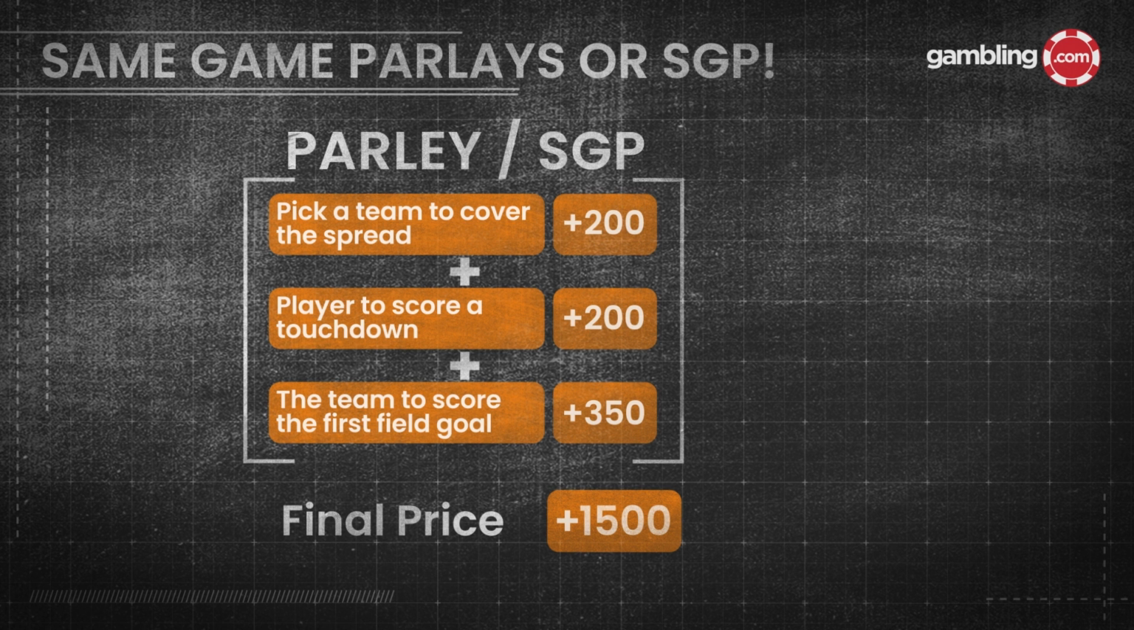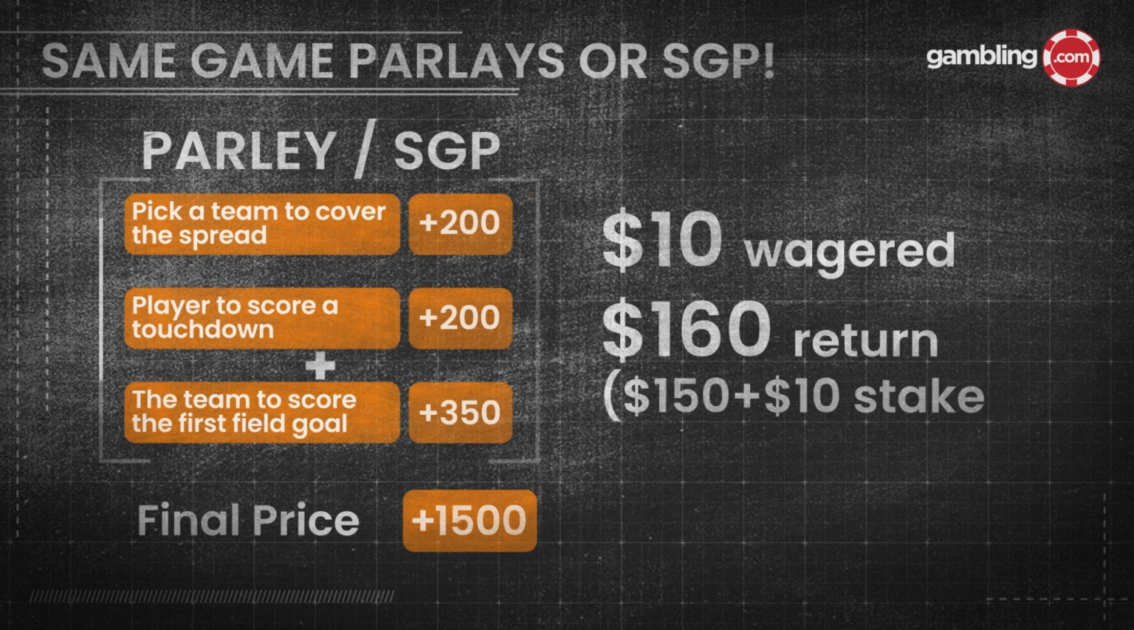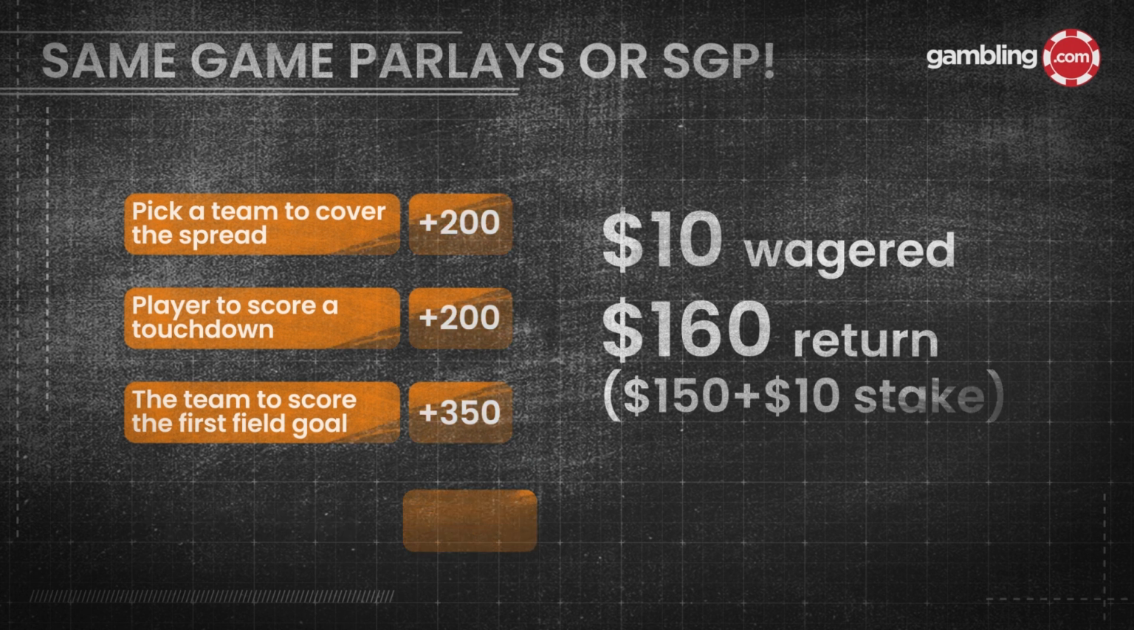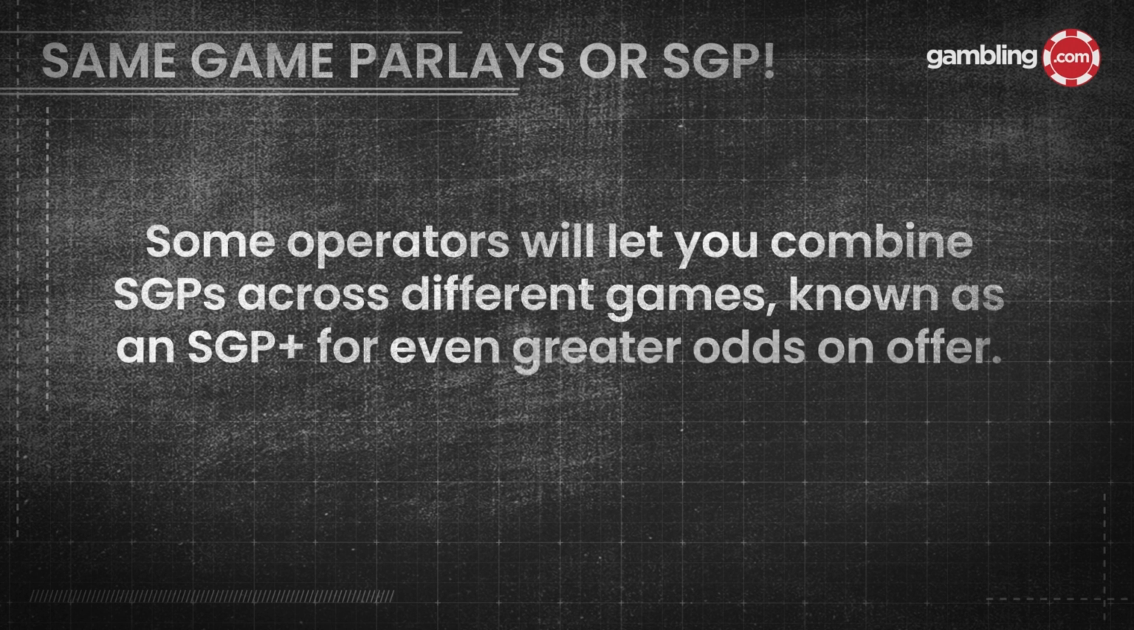Odds will be displayed in the usual way and look like this, plus 1,500. $10 wagered at those same-game parlay odds would return $160, including your $10 stake. Some operators will let you combine SGPs across different games, known as an SGP Plus, for even greater odds on offer. These are like hitting a jackpot and can be great fun to build.